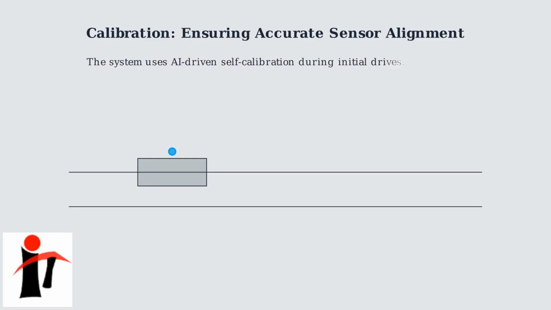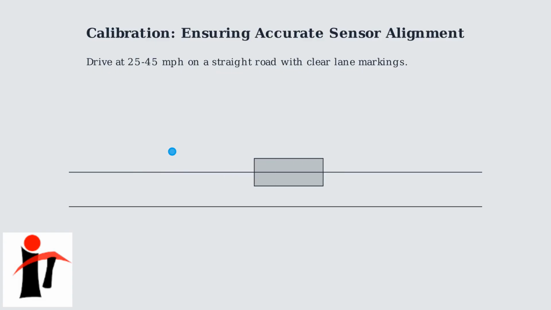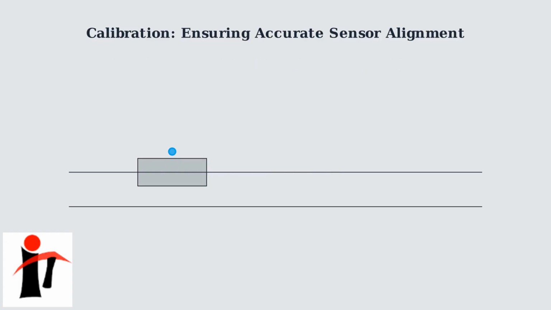The Autopilot system uses advanced AI to perform self-calibration automatically during your initial drives. This ensures all sensors are properly aligned without needing a visit to the service center. To initiate calibration, drive your vehicle at a speed between 25 and 45 miles per hour on a straight road that has clear, visible lane markings on both sides.